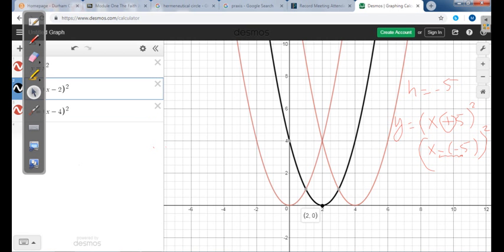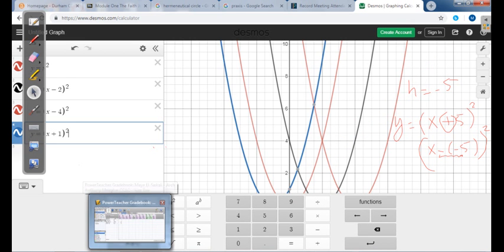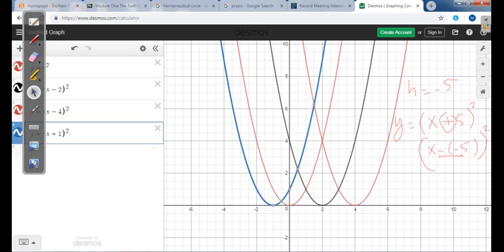Okay? So what is it affecting? What part of the vertex is h affecting? X. It's affecting the x part. You see how it's the x that's 2. Okay? If my next one is y equals what? Bracket x plus 1. So you see that the blue one has moved to the left 1, and now my vertex is negative 1, 0. Okay?